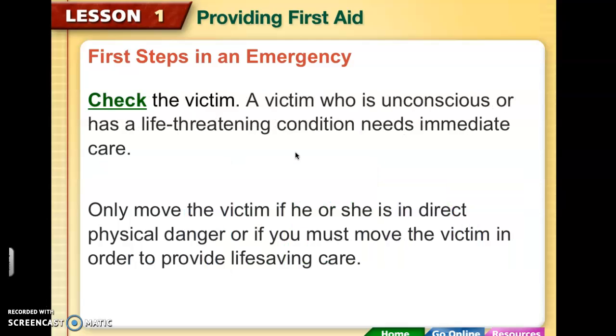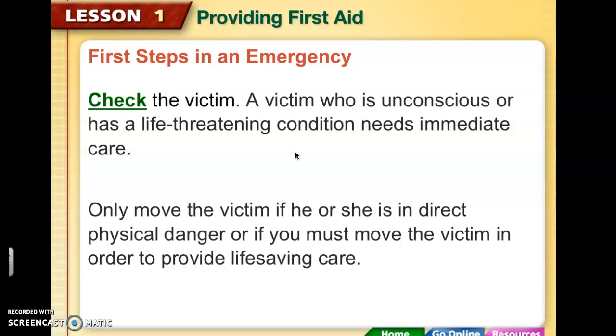The first C is check the victim, of course. So see if they are unconscious or if they have life-threatening conditions and need immediate care. And you only move a victim if he or she is in direct danger. But in a regular situation, if the victim is in a safe scene, leave them there and perform your first aid where the victim is until medical help arrives, because you could do more harm by moving the victim, especially if it's a neck or back injury. You could do more harm.